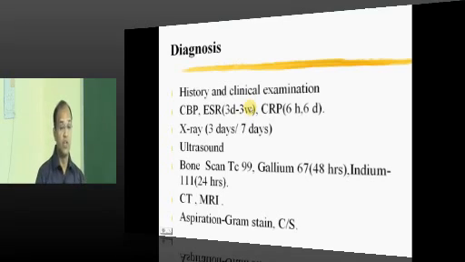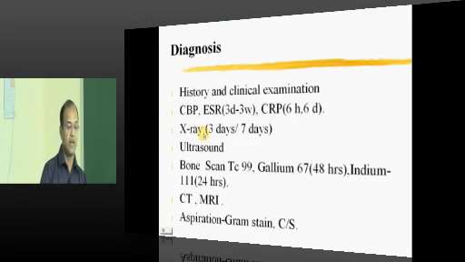Approximately it may take 3 weeks to come down. Even if you have treated, ESR will remain elevated for 3 weeks. What does that mean? Sometimes you feel that whatever treatment you are giving might not be working, but it's not so. ESR per se takes a longer time to fall, right?